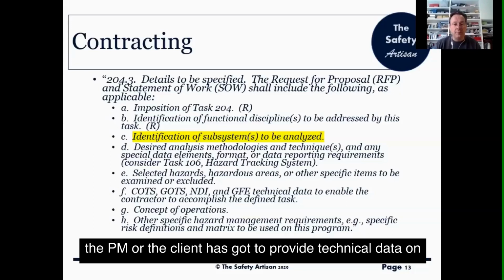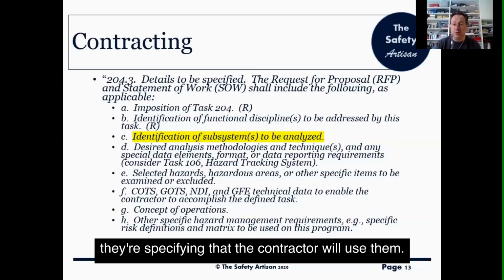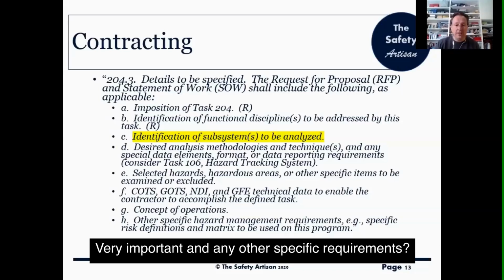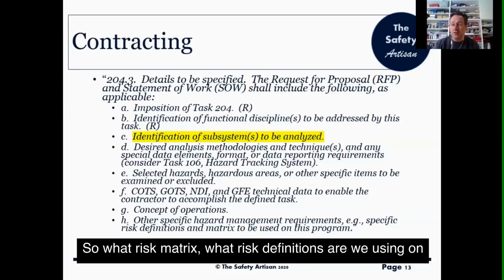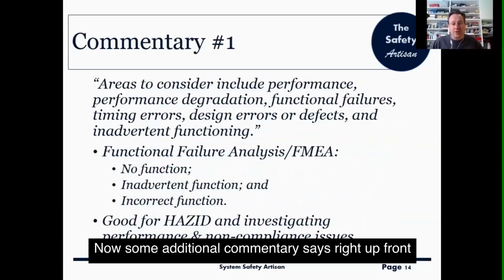elsewhere, the PM or the client has got to provide technical data on all of those non-developmental items, particularly if they're specifying that the contractor will use them. Very important. And any other specific requirements. So what risk matrix, what risk definitions are we using on this program? Again, now some additional commentary.